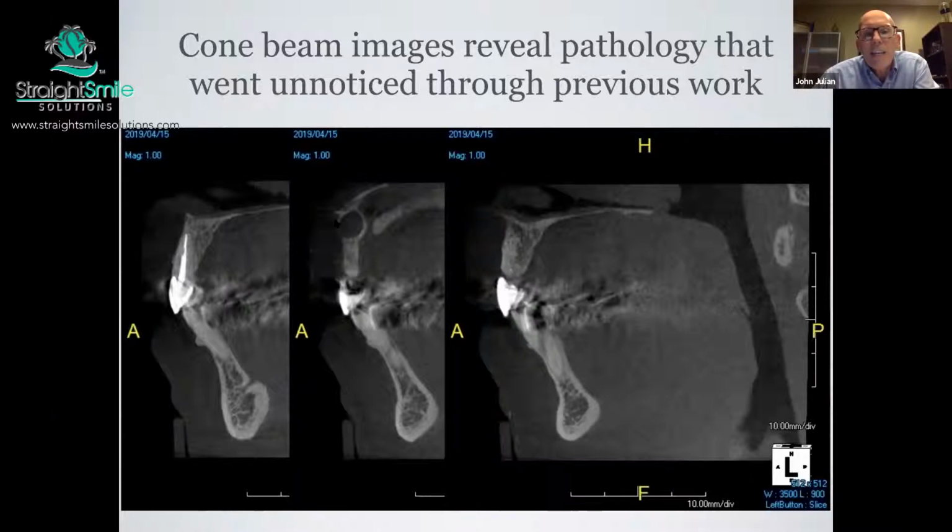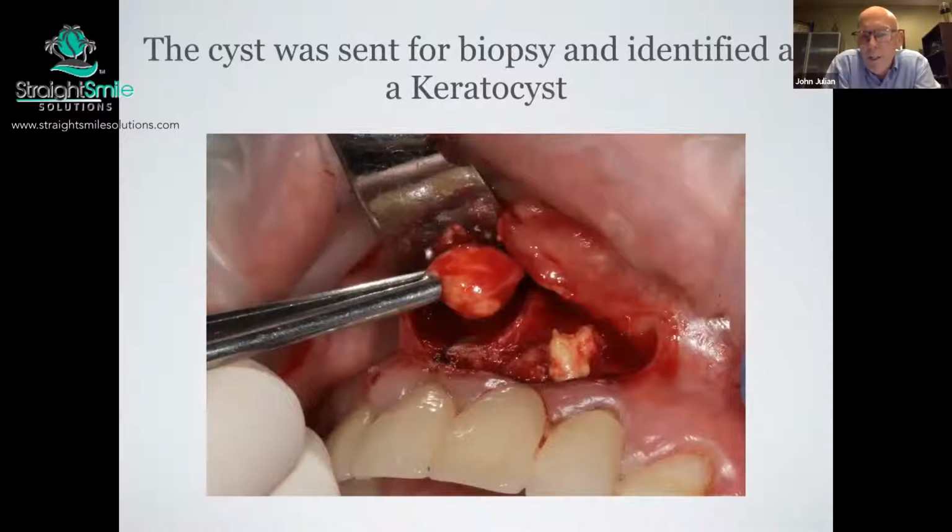The pathology is in between 8 and 9, and it is not associated with the nasopalatine canal because there's a definite bony wall between. So we now have a non-tooth related pathology, and we're not certain what it is. We did a surgery, we removed the cyst, and we sent it off for biopsy. And it was sent back to us identified as a keratocyst.